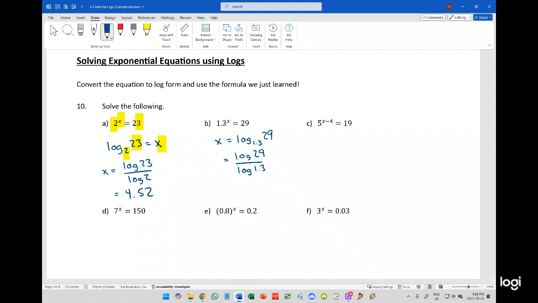I will ask that you please make sure that when you're writing these, you make it clear that the base is a subscript, that it's small and below the log, so it doesn't look like a log of 1.3. That 1.3 is what you're putting in. It's not a base. Just make it clear which is going in and what the actual base part is. Okay, so this one's the log of 29 divided by the log of 1.3. And I get 12.8.